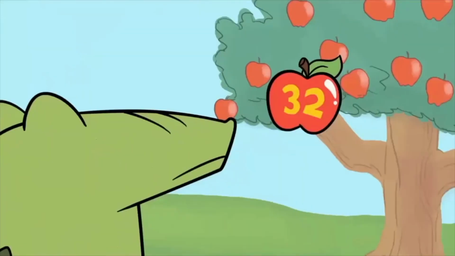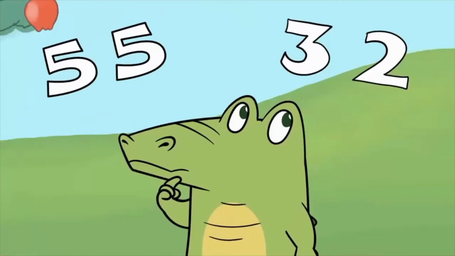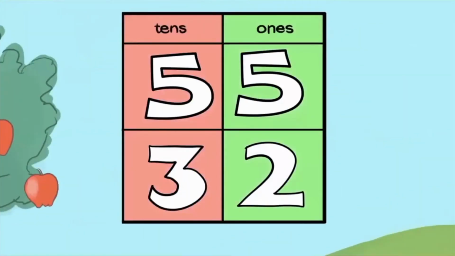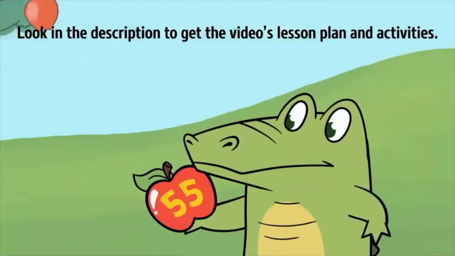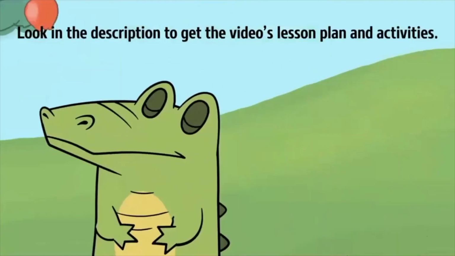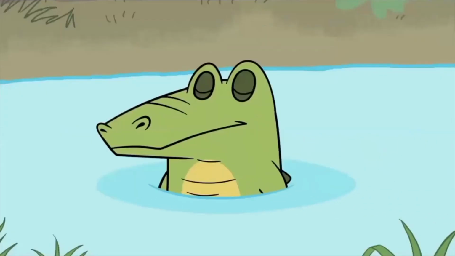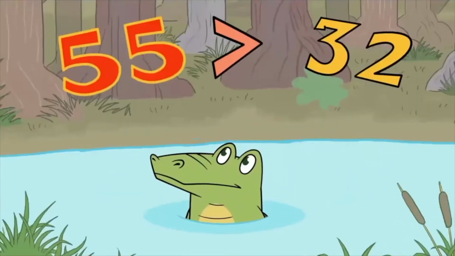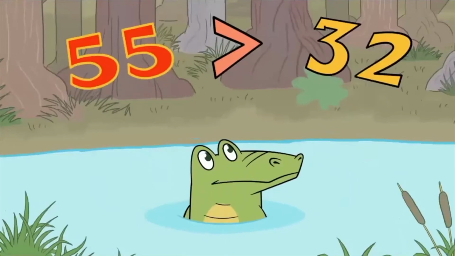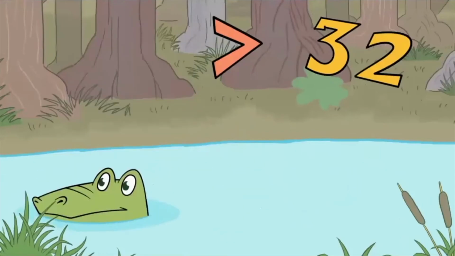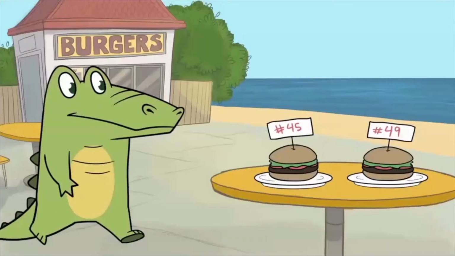55 and 32. The gator needs to eat the one with the greater value. He looks at the place values from left to right. Five's the greatest tens place, so he takes a big bite. The hungry alligator eats the number that's greater. The number that is least is never part of his feast.